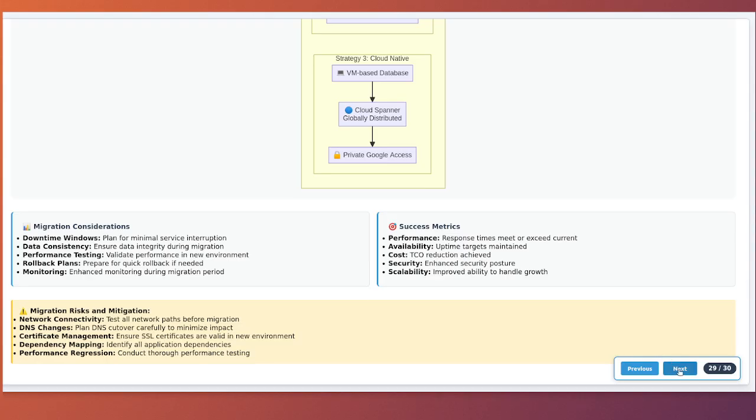Database migration requires special consideration. You might need to migrate from virtual machine-based databases to managed services like Cloud SQL, or implement database connectivity through private IP addresses. Plan for a phased migration approach. Move non-critical workloads first, validate functionality, and then proceed with production systems. Always have rollback plans ready.